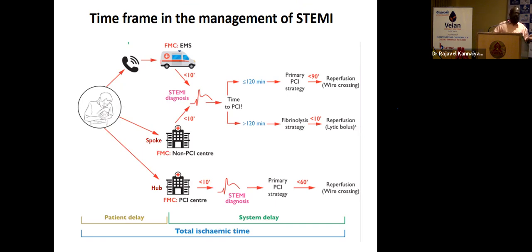Either we can directly shift the patient to the cath lab, where within 2 hours we can do a primary PCI, provided all the investigations and everything can be done within this 2 hours. We can proceed with the primary PCI, do an angiogram, and if there is any lesion, we can dilate it and put a stent.